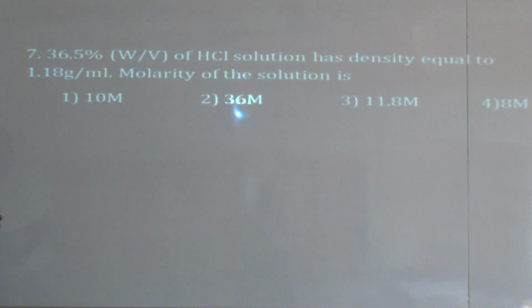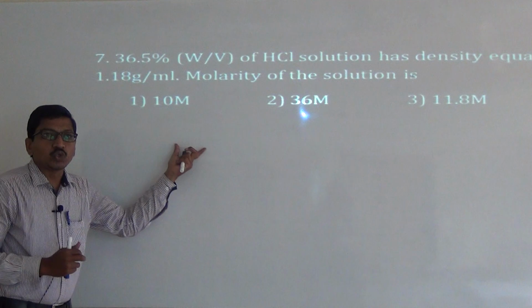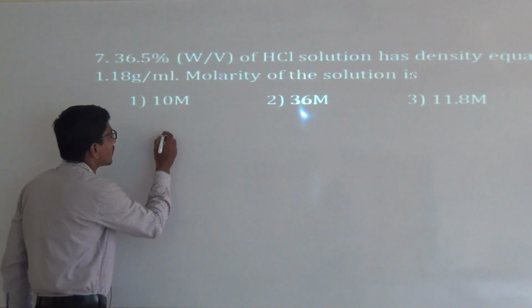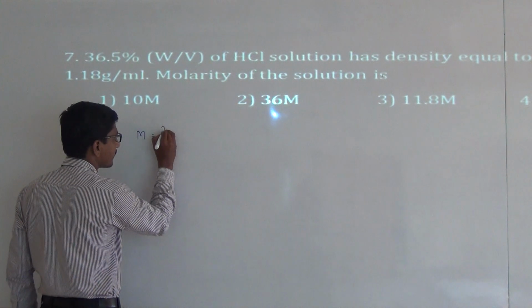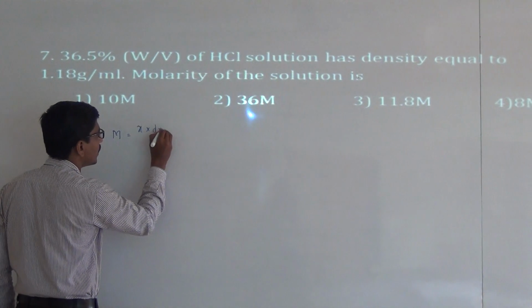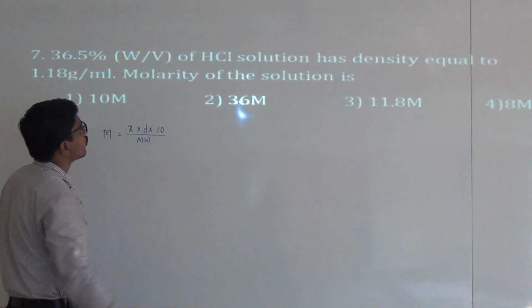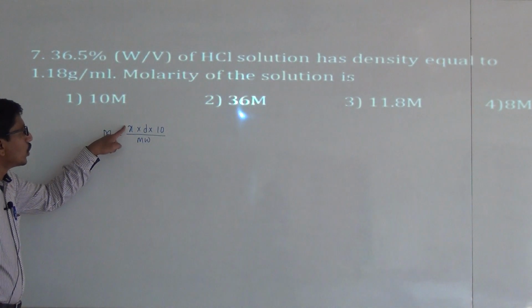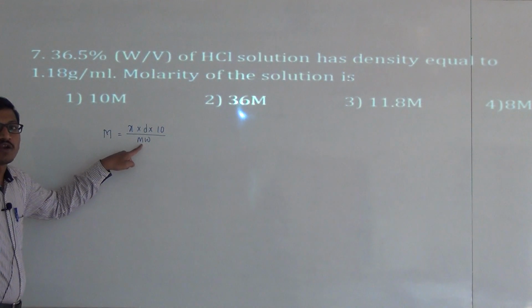In this, if the density or specific gravity of the solution is given, then the equation for calculating the molarity of the solution is molarity M is equal to X into D into 10 divided by the molecular weight of the solute. X is the weight by volume percentage, D is the density, and MW is the molecular weight of the solute.